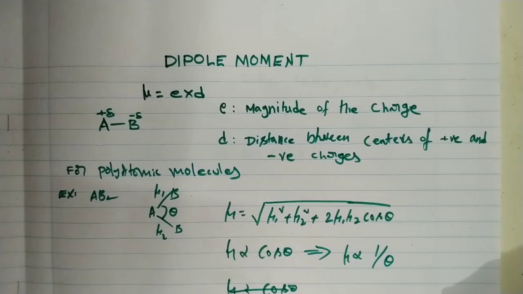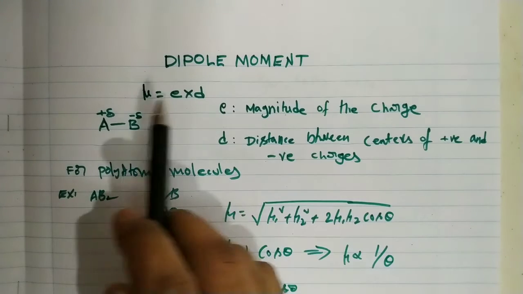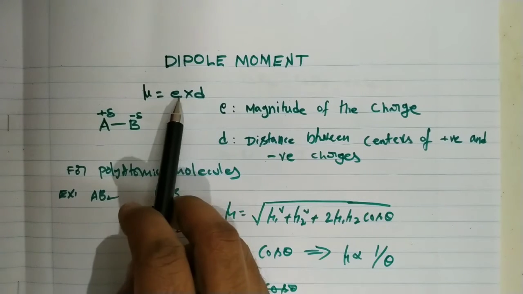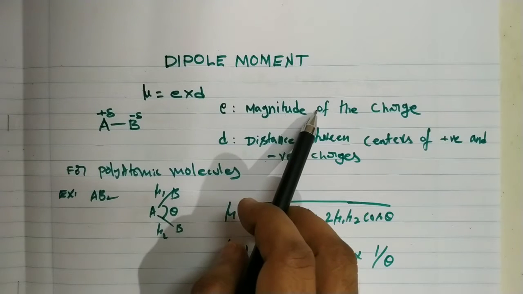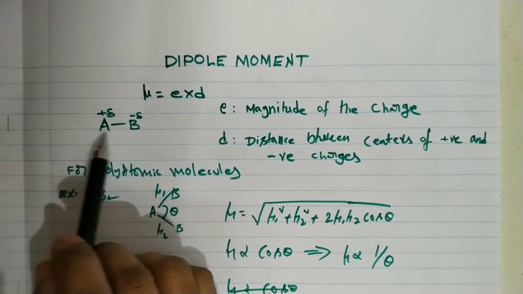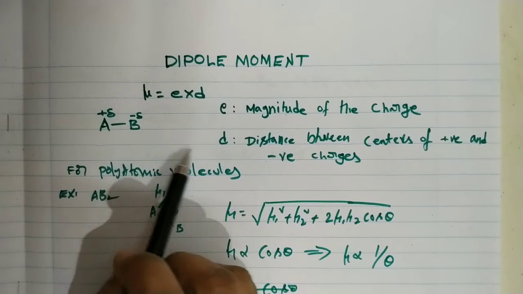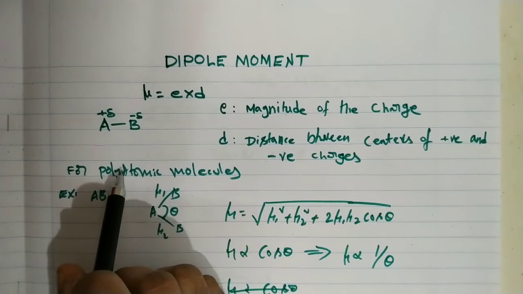Hello students, in this video let us discuss the dipole moment of some organic molecules. Dipole moment is defined as the product of charge and distance, μ = e × d, where e is the magnitude of the charge on the positive and negative poles, and d is the distance between the centers of the positive and negative charges.